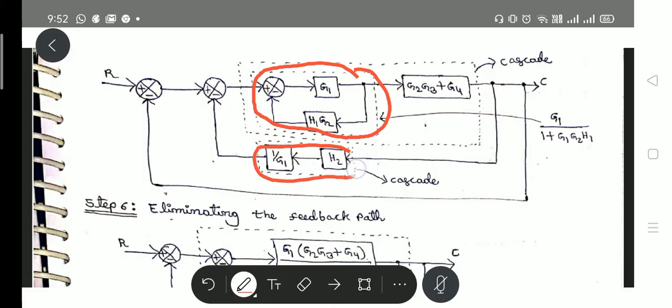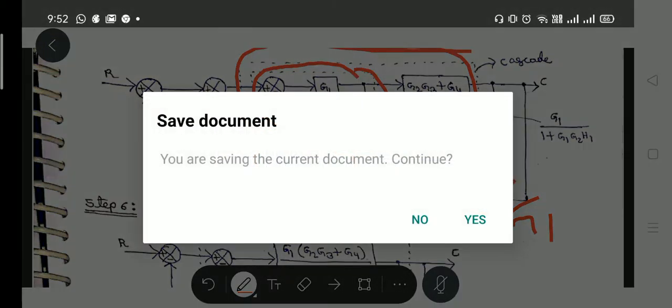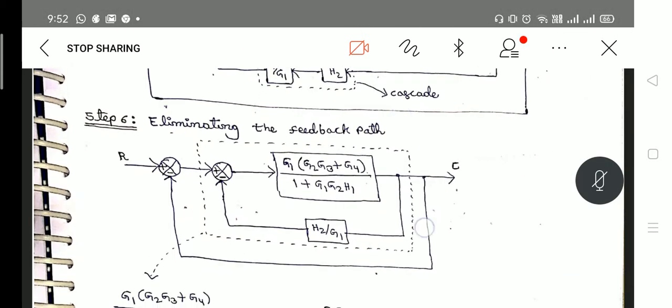These both are in cascaded connection. So after simplifying this, G1 by 1 plus G1 G2 H1 and G2 G3 plus G4. These both are again in cascaded connection here. So we can simplify this one. G1 into 1 plus G1 G2 H1 into G2 G3 plus G4, and this both are in cascade, so H2 by G1. After simplification we will get these blocks.